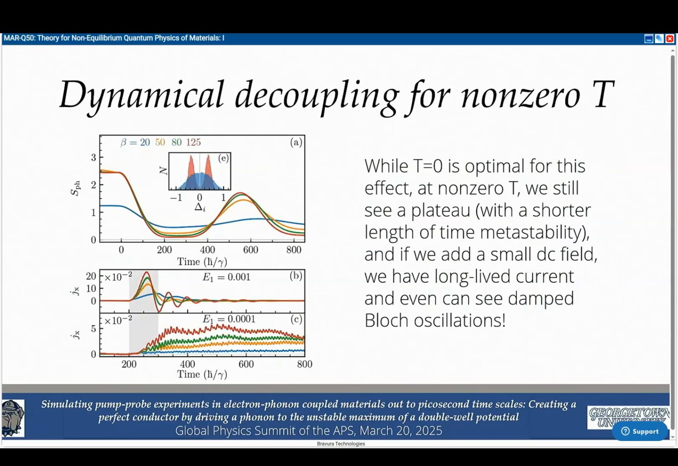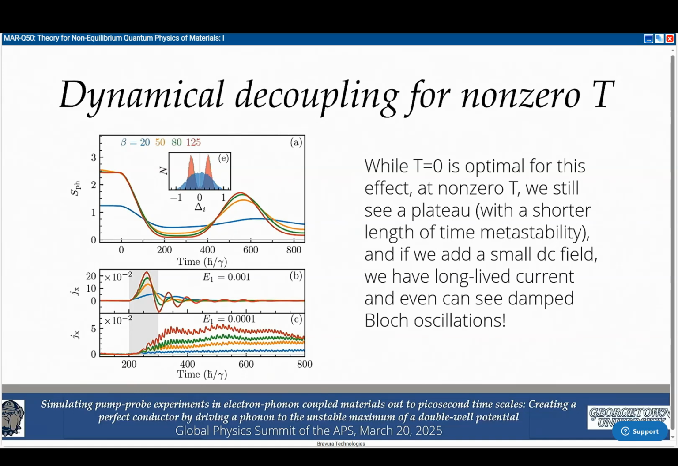And one of the things I want to end with is showing you that this really is a perfect conductor. So what we did here was we started it off, drove it to that metastable point where the phonon coordinate is 0, and then we added a small DC field, a really tiny DC field. If it's very small, what we find is we get a nice current that again lasts on the order of a picosecond or so.